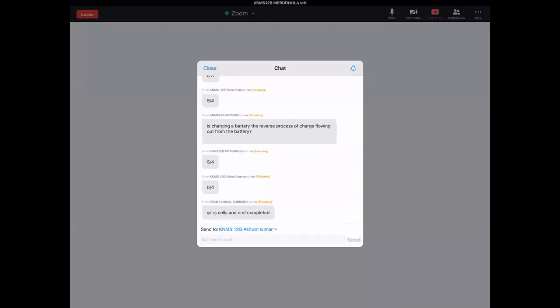Is cells and EMF completed? No, I'm yet to start. It will take me at least another 2 classes before I reach there. We'll do more questions in the next class, and only then we'll reach there. These questions come in your NCERT exam. 100% there will be one question of the type that I am doing right now in your NCERT exam. So we are going to be a little slow here, and only then we are going to learn. So don't worry about it.